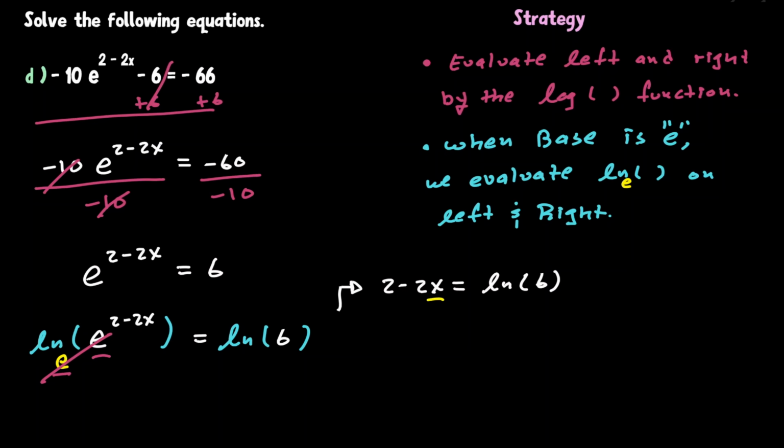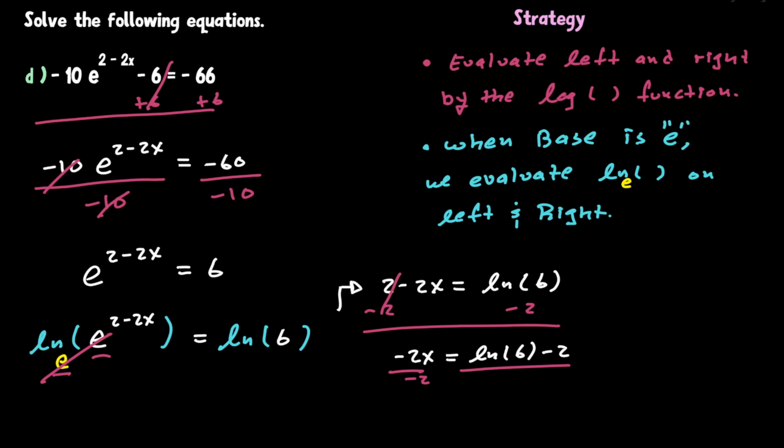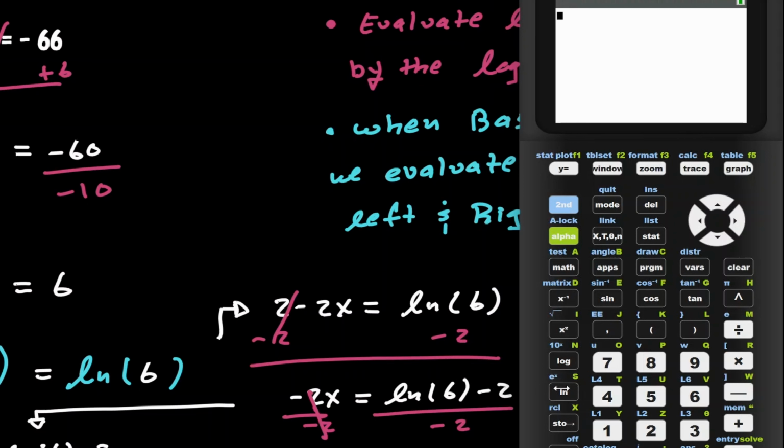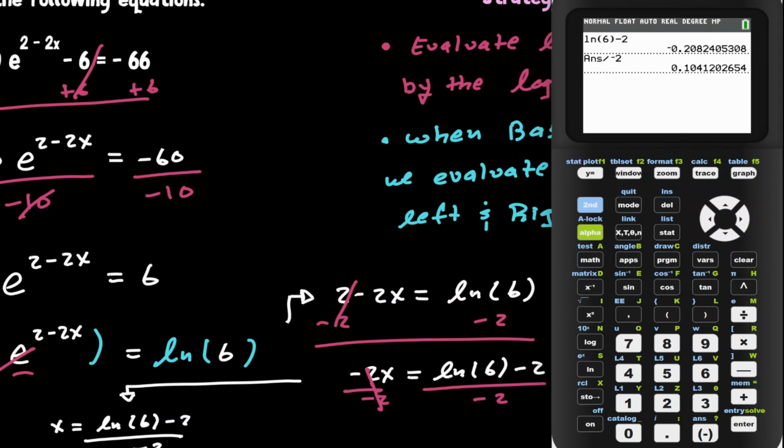And now we can start solving for x. Let's start by subtracting 2 on both sides. And then let's divide by -2. Now let's find this value using our calculator. The button of ln, we can find it here on the left hand side. So let's press ln and let's evaluate by 6. And then let's take away 2. And that number, let's divide by -2. Now we have our result. X is equivalent to 0.10.